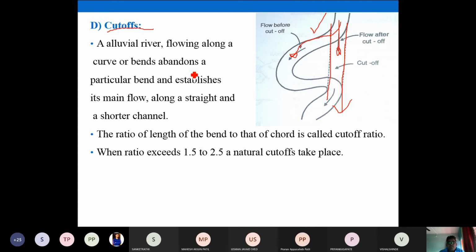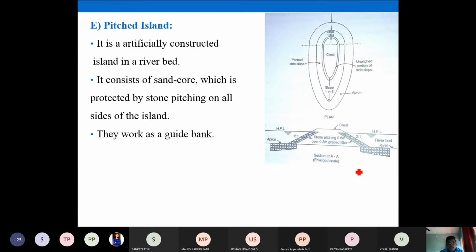Already you know this. A particular bend is abandoned and the river establishes its main flow along the straight and shorter channel. The ratio of the length of the bend to the chord is called the cutoff ratio. So this is the chord and this is the length; the length to chord ratio we call the cutoff ratio. When it exceeds 1.5 to 2.3, a natural cutoff takes place.